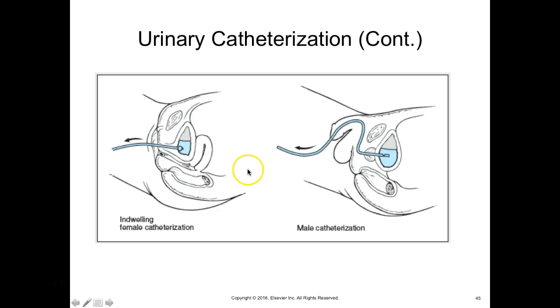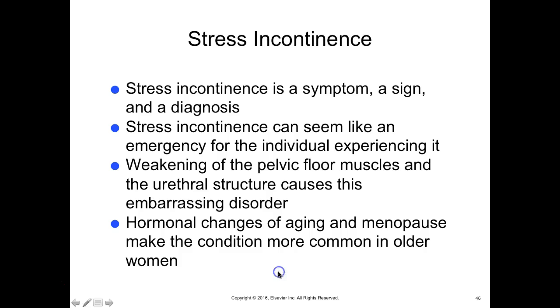So here's urinary catheterization. Here is an indwelling female catheter. We insert the catheter, through the urethra, which is very short in females, into the bladder. We inflate a balloon so that it stays in there, indwelling, and then the urine drains out. For male catheterization, because the male urethra is much longer, it has to go through the penis, and then there would be inflation of the indwelling balloon, and then we would drain the urine.